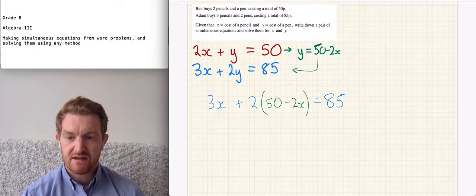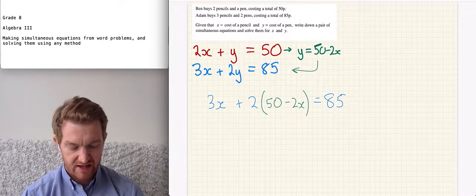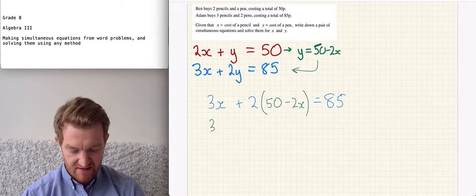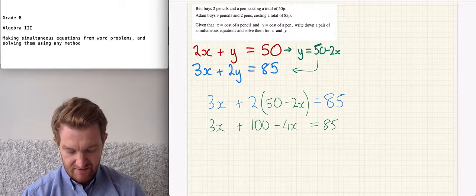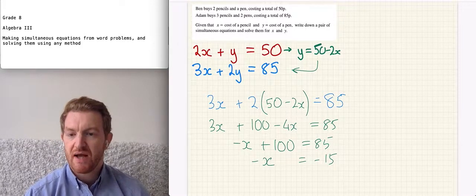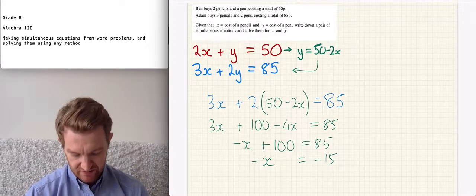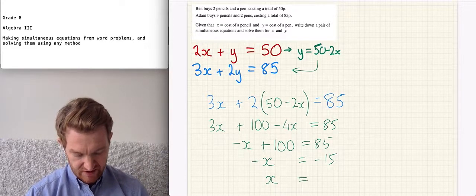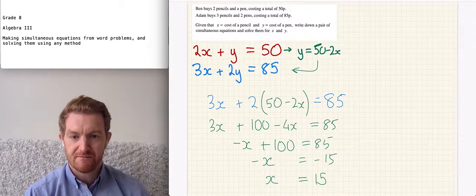Now hopefully you'll see that when you expand the bracket, you're unfortunately going to end up with a negative x, but that's okay. We're going to end up with 100 minus 4x is 85. Then if we combine the x's, we get negative x. And then we subtract the 100. And we get negative x is negative 15. But as we know from our first algebra unit, that's absolutely fine. We just inverse them to get x is equal to positive 15.